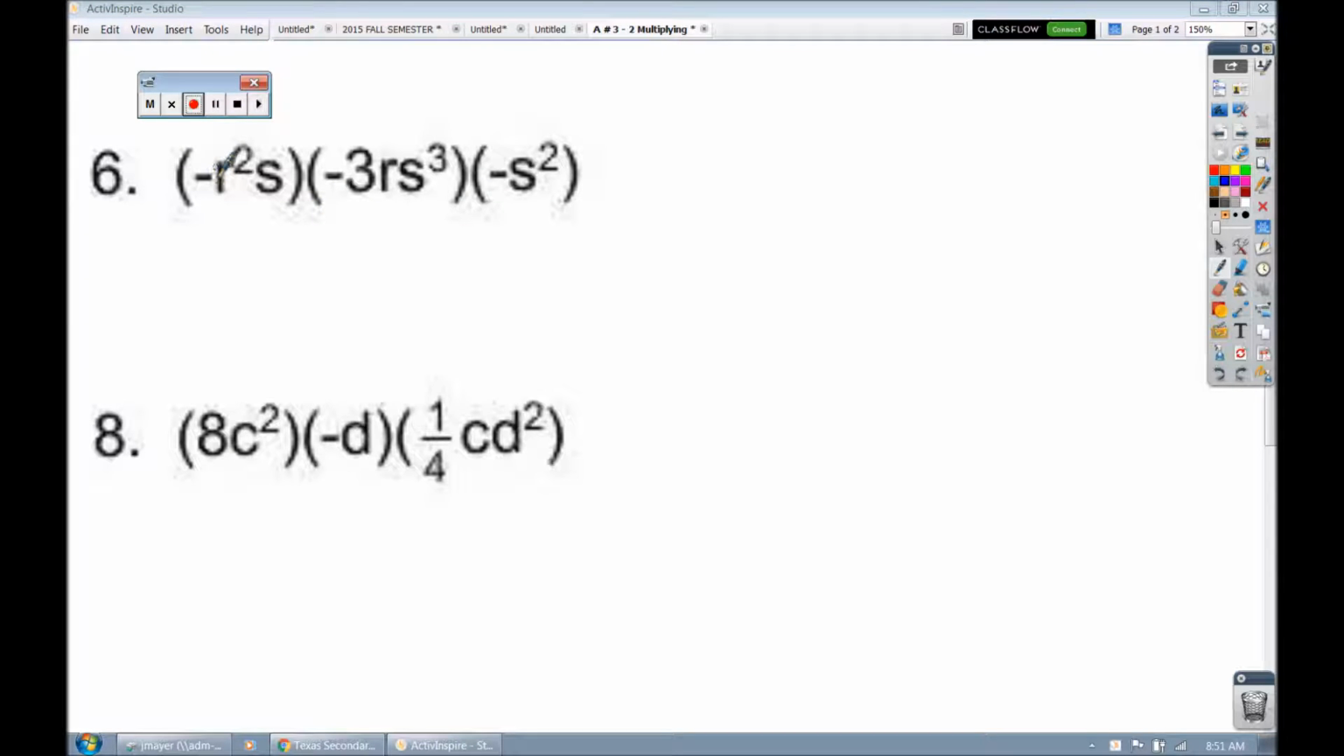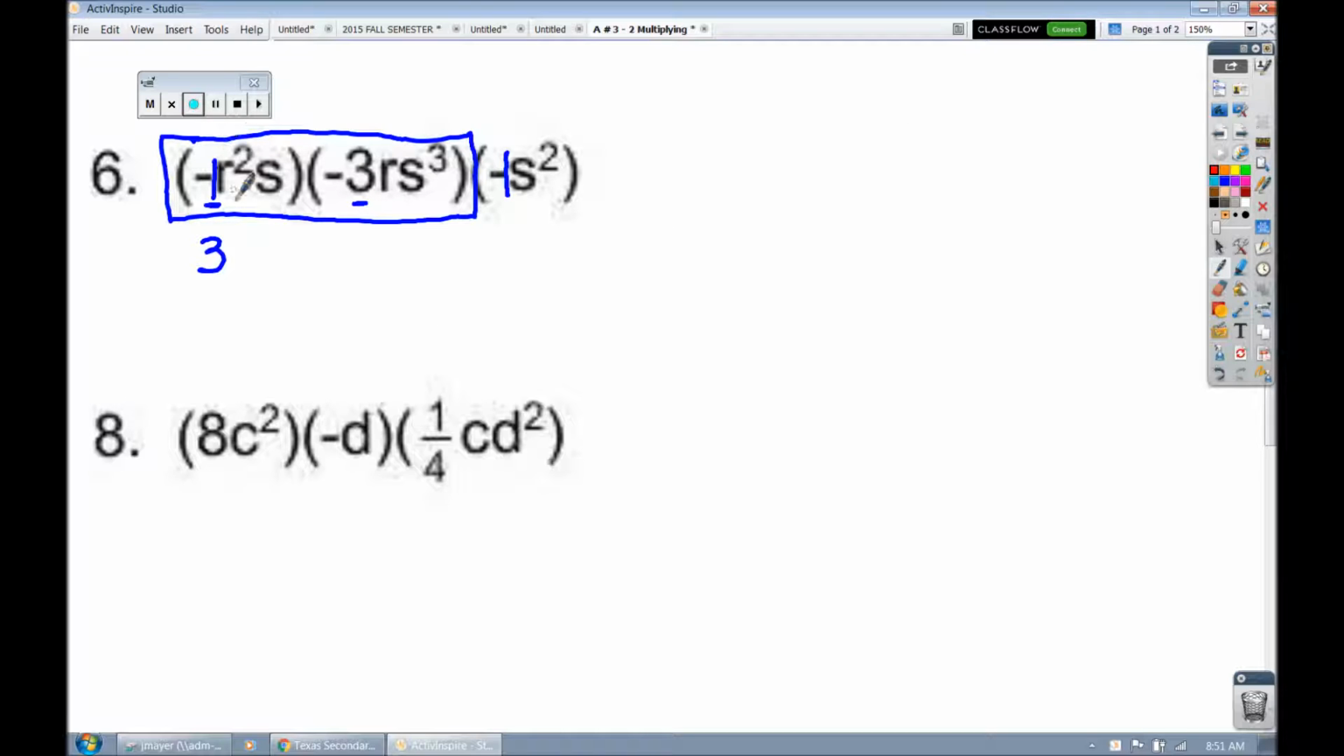Alright, number 6, I'm going to put a negative 1 there. Remember, there's a hidden negative 1, there's a negative 3, and then there's another hidden negative 1. So we're going to just multiply 2 of these, and then at the very end we'll finish up with that last term. So let's start with these 2 right here. We're going to multiply these first. Negative 1 times negative 3, that's going to give me positive 3.